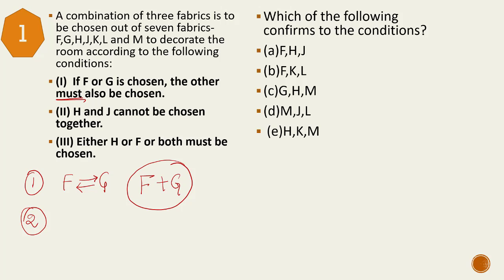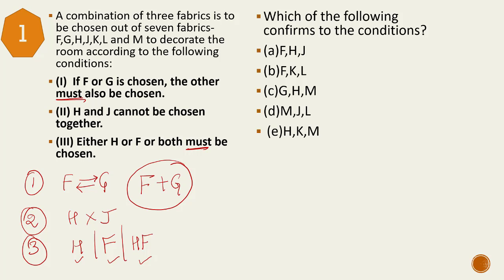H and J cannot be chosen together. So I'll simply write H cross J. That tells me this combination can never happen. Condition number 3: either H or F or both must be chosen. To make any valid combination, one of these, either H or F, or H and F both, must take place, because there's the word must here.